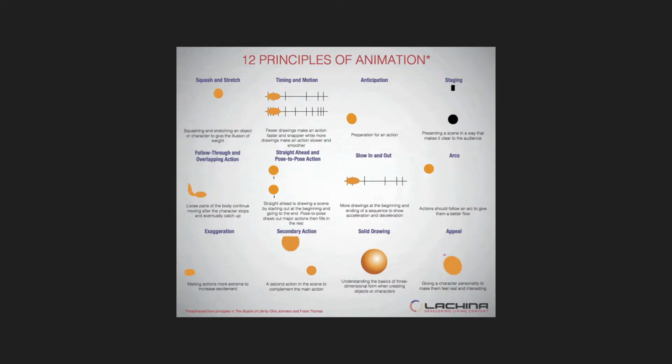Next is secondary action. This is any action that's happening in the back or separate from the main action that just helps to continue to sell the movement. Like if things are moving in the background due to the force of the main action, that would be secondary action. Last two are solid drawing and appeal.